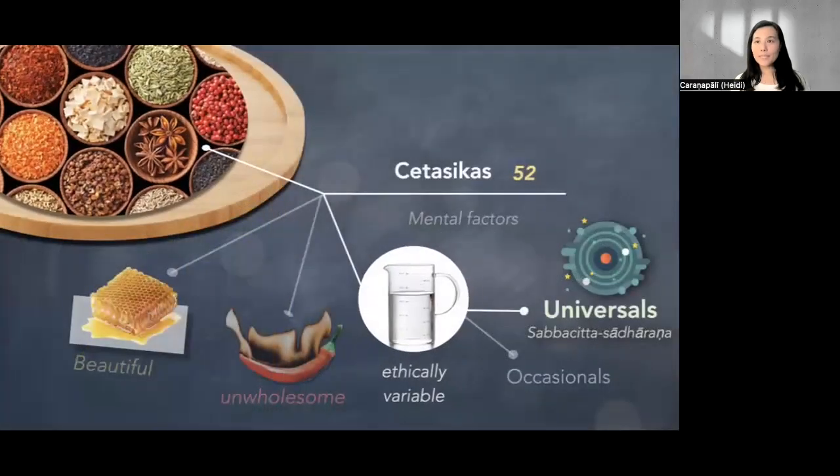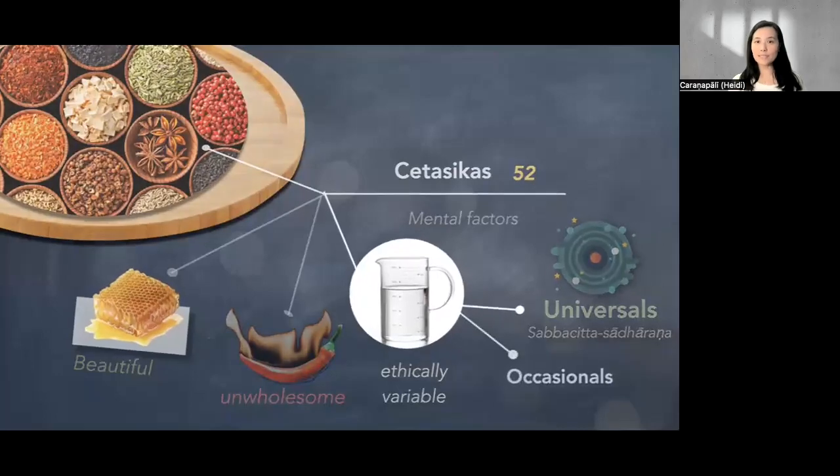Okay, so last week we started with chapter 2 about cetasikas, mental factors, and we have finished the universal cetasikas of the ethically variable group. So today we are going to go to the occasionals. And before we do that, let's make a little revision.